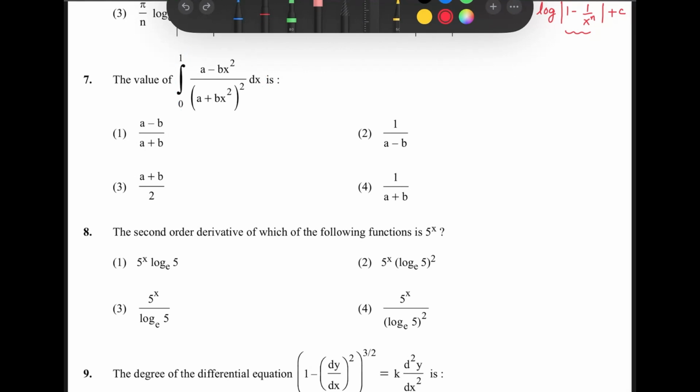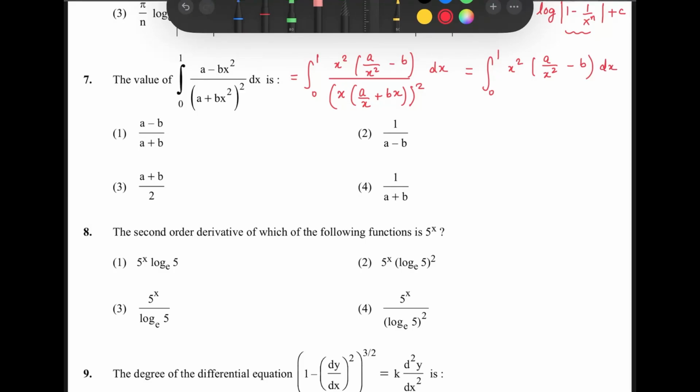Okay, let's just do this. Again, taking x common, what will you get? Taking x square common from the numerator, I will get from 0 to 1, x square times a over x square minus b. And then taking x common from the denominator, I get x times a by x plus bx, whole square. So what I see is I get x square times a by x plus bx whole square.